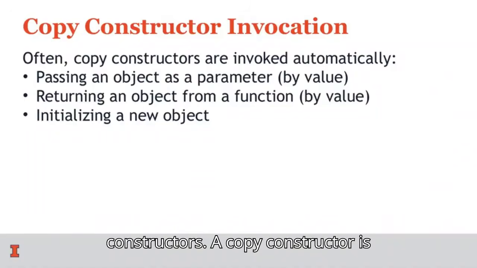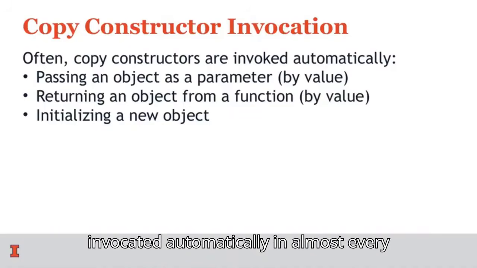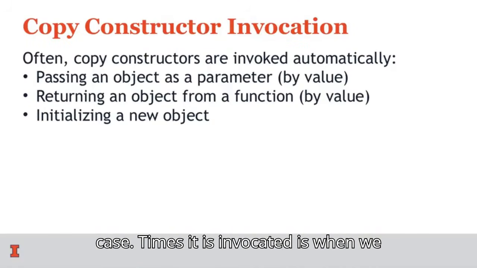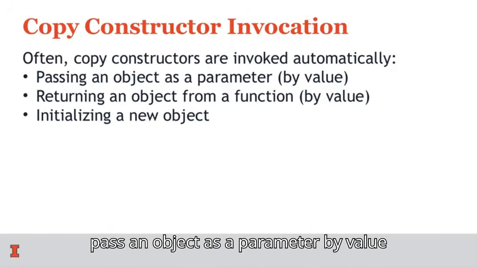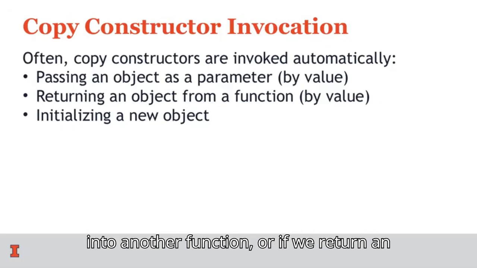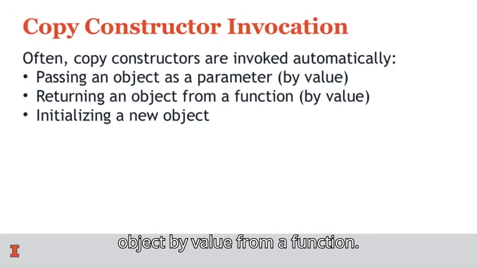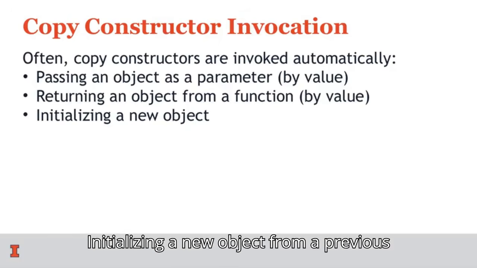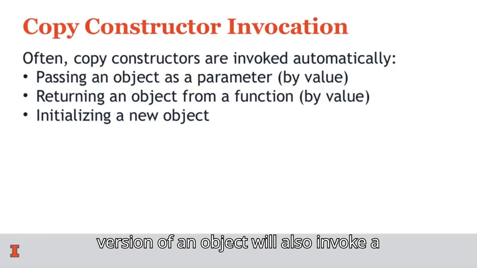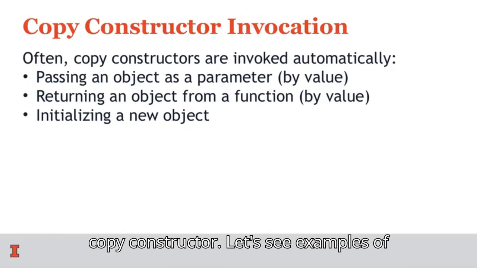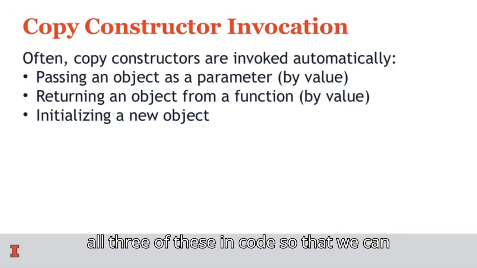A copy constructor is invoked automatically in almost every case. Times that it is invoked is when we pass an object as a parameter by value into another function, or if we return an object by value from a function. Initializing a new object from a previous version of an object will also invoke a copy constructor. Let's see examples of all three of these in code.